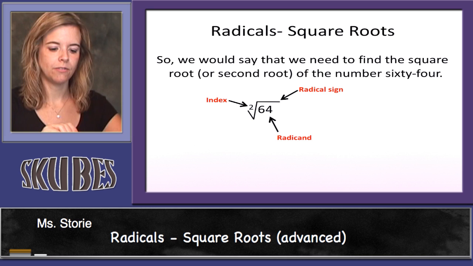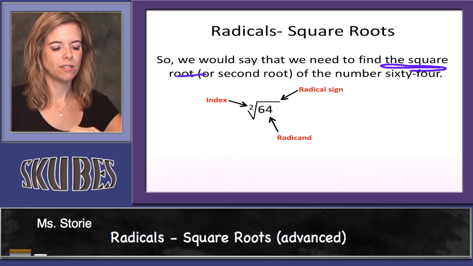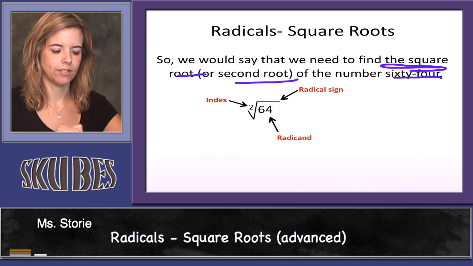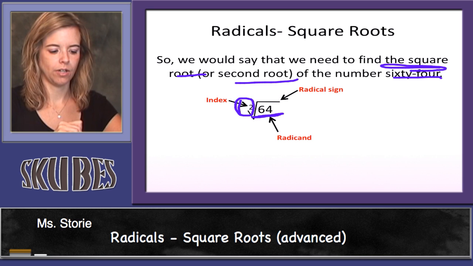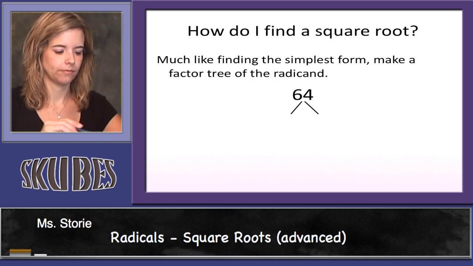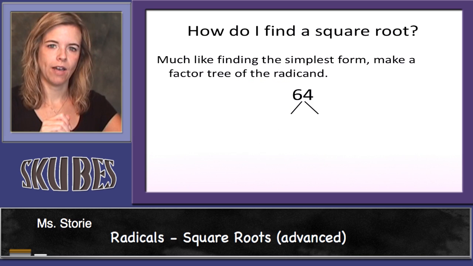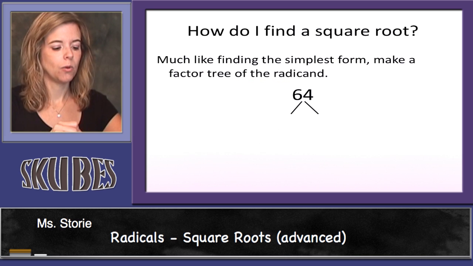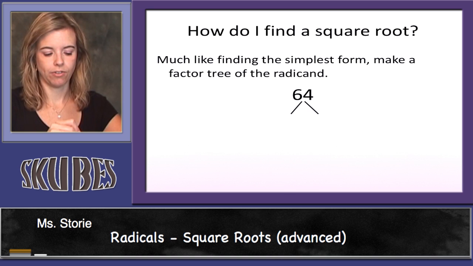So we would say that we need to find the square root, sometimes referred to as the second root, of the number 64. Because we've got 64 here, we're looking for the square root. In other words, how many pairs can we pull out of the number 64? So, much like when we have to find the simplest form of a radical, we also need to do a factor tree for this as well.